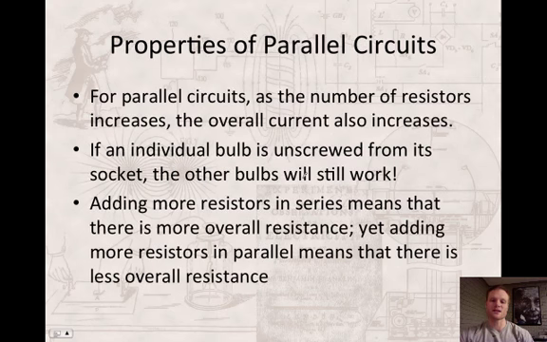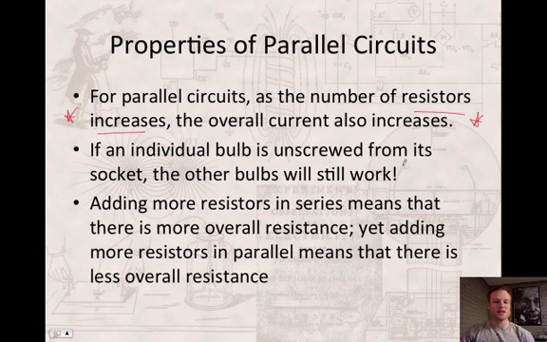Some properties of a parallel circuit would include, for parallel circuits, as the number of resistors increases, the overall current also increases. And this throws a lot of students for a loop, because if you actually read that and think about it, that sounds like it doesn't make sense. If you add more resistors, the current increases. How can that be? Well, don't worry, I'm going to show you a picture and this will maybe make more sense.